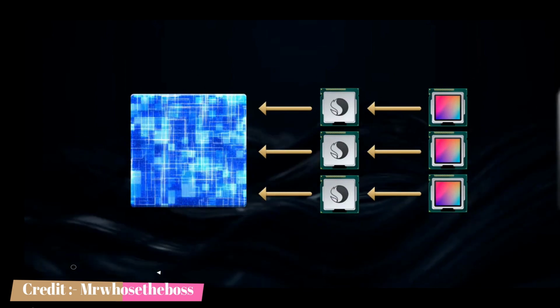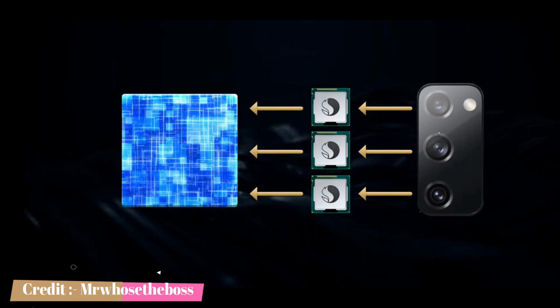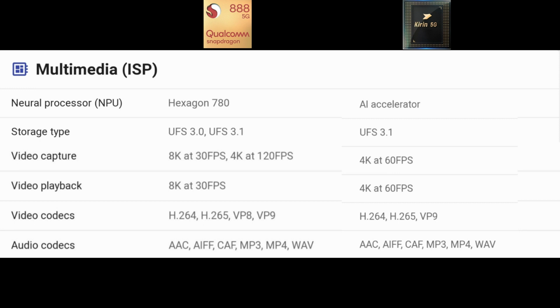As you can see, the video playback is also at 8K, but that's not the case with the Kirin. It's at 4K 60fps. Other video codecs and audio codecs are on display. You can pause the screen and have a look at those. Definitely video capture capabilities and playback capabilities are much better on the Snapdragon processor when we compare it with the Kirin 9000.